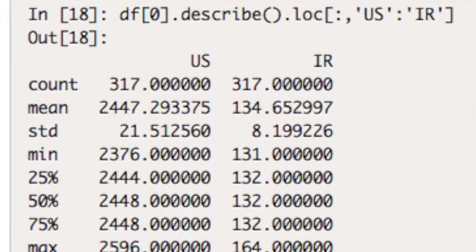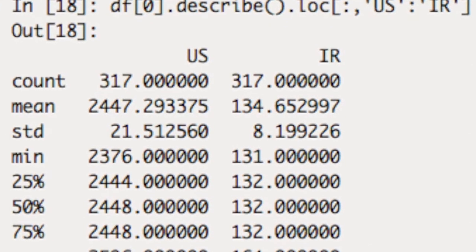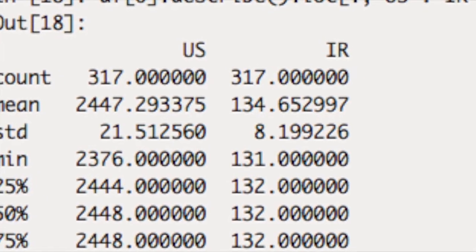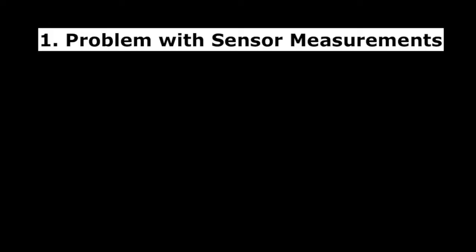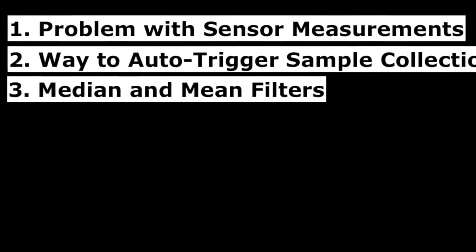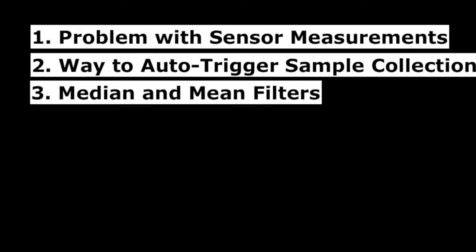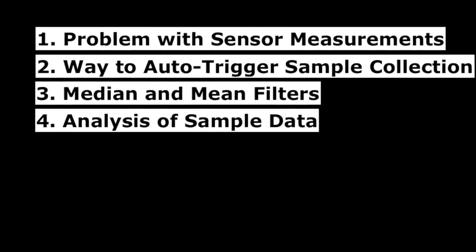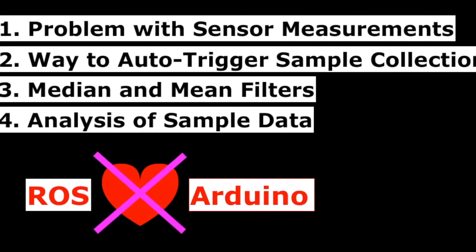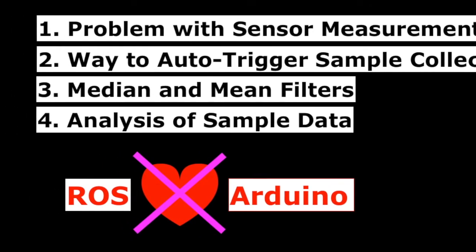After playing with the data I got from my infrared and ultrasonic sensors, the answers became more obvious. In this post, I'll describe: 1. Problem with sensor measurements, 2. Way to auto-trigger analog data collection, 3. Median and mean filter application, and 4. Analysis of sample data. I also touch on why my adventure in using ROS on Arduino is put on hold.